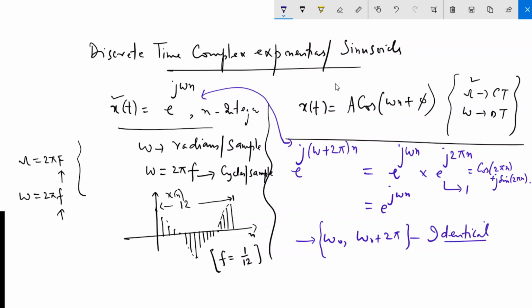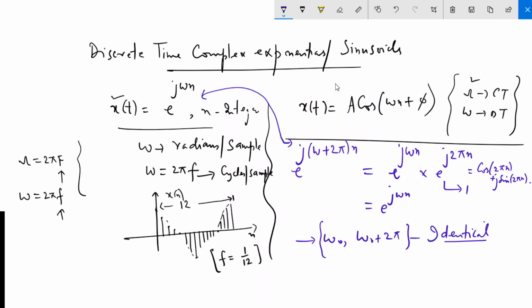Okay. Whereas this was not the case with continuous time. You have different signals for different frequencies. This is not the case here. Within a band of 2 pi, the signals will be different, but if you go beyond a band of 2 pi, the signal will start repeating. Okay. So in discrete time signals, we concentrate on a frequency band of 2 pi. So within that 2 pi, all the signals will be unique. Beyond that, the signal just starts repeating.